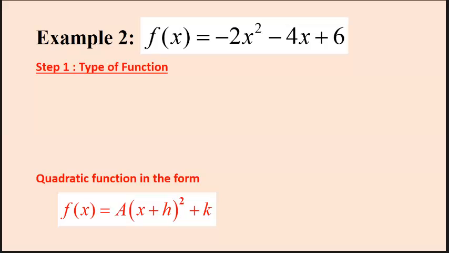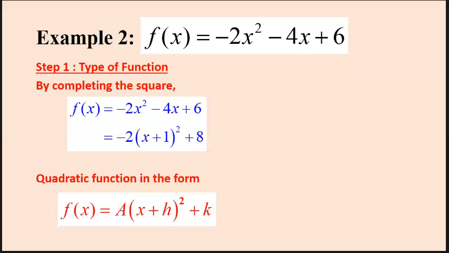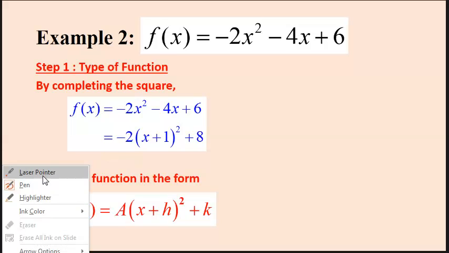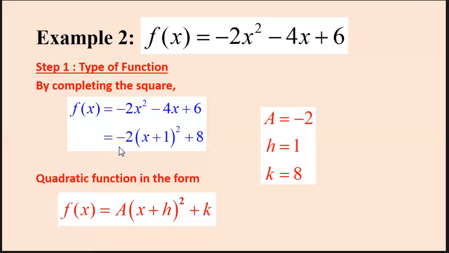By completing the square, I will have the result as follows. Here I don't go into the details of how to complete the square. You may refer to a reference book or other videos online to learn about this. With the form I obtain after completing the square, we can see that a, as compared to the equation below, equals negative 2. The h is positive 1, and the k is 8. And step 1, the type of function, is already done.